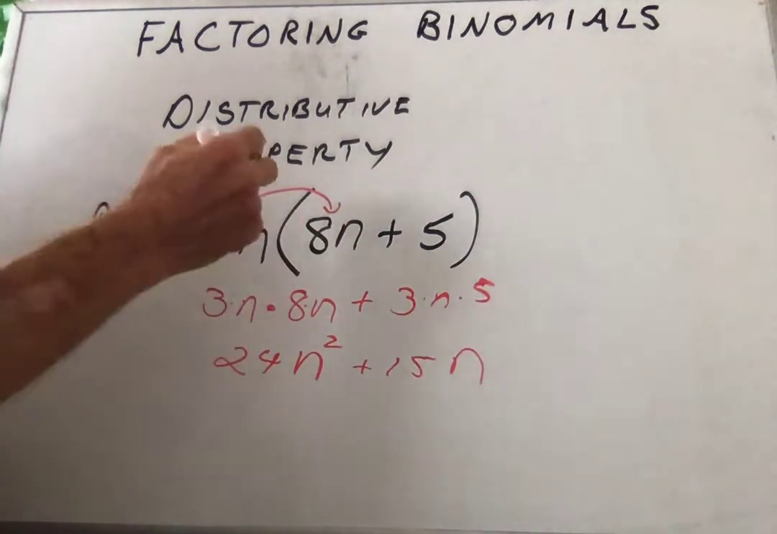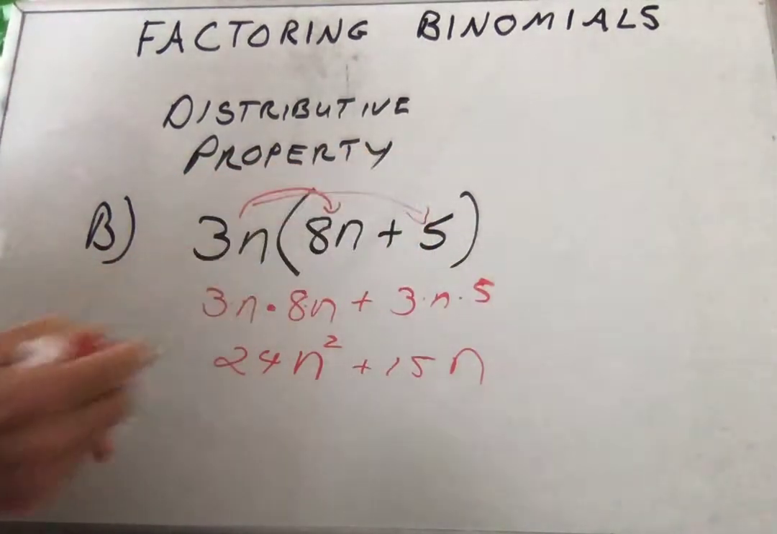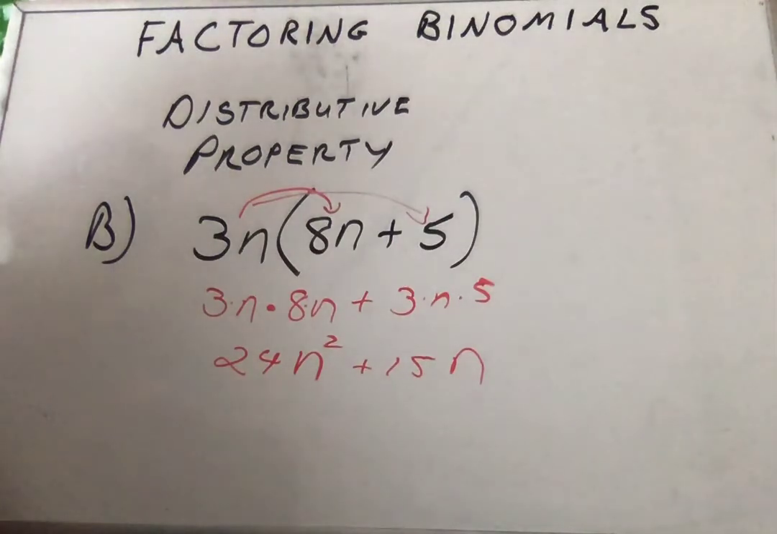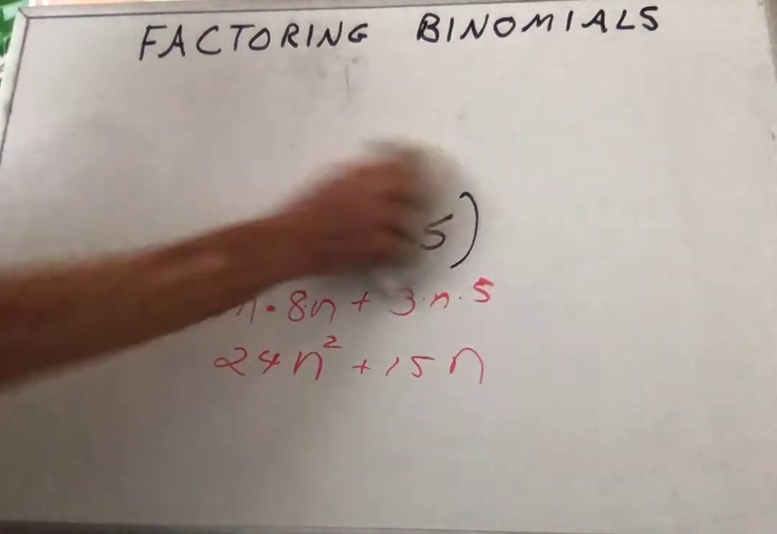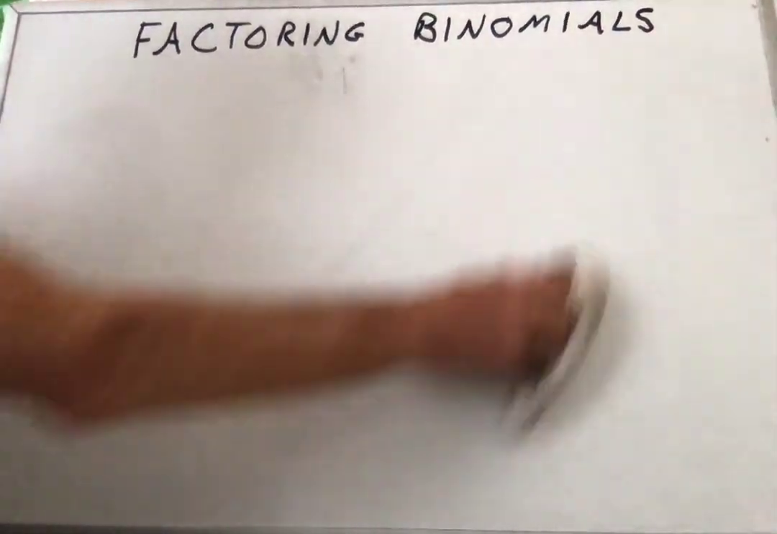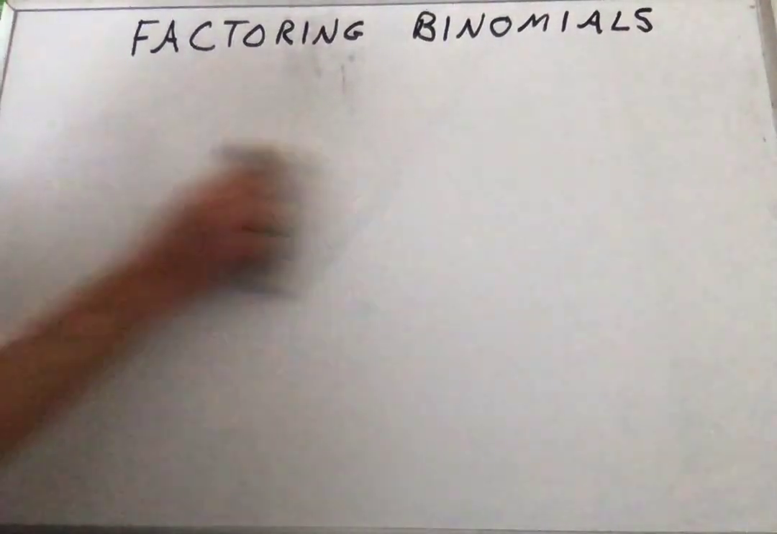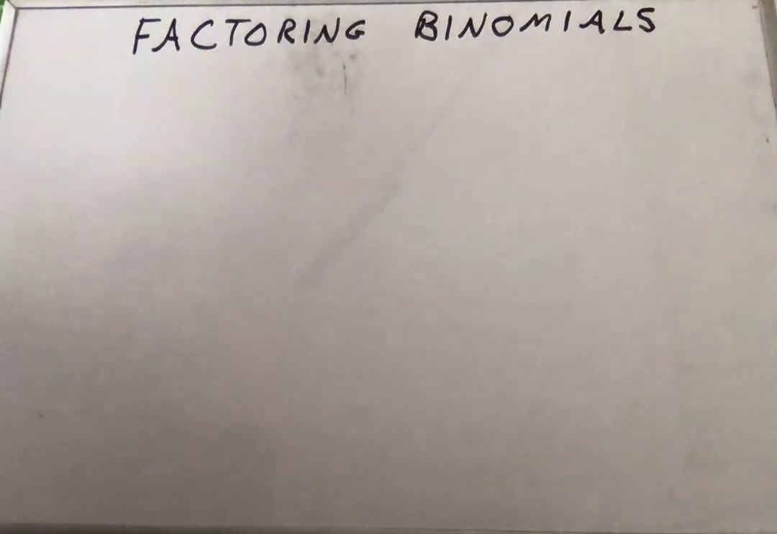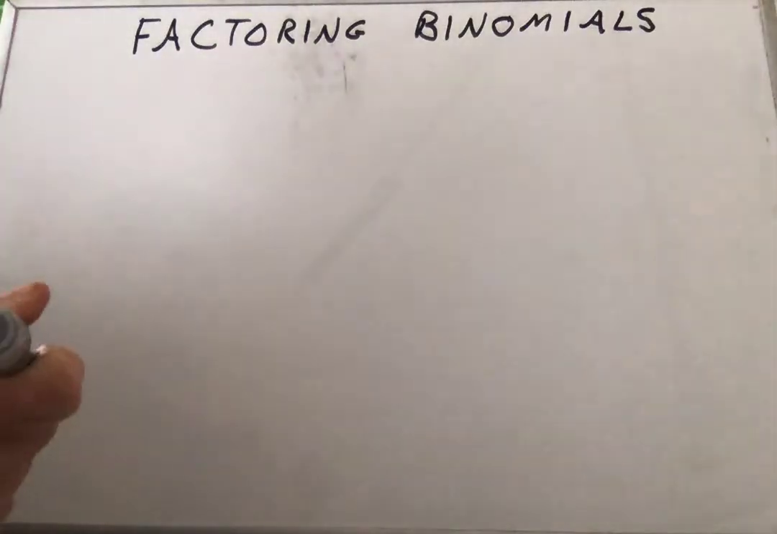Should have drawn my other arrow for that other thing. Okay, here we go. Let's do this. Factoring binomial expressions. Okay, so nothing like an example to get us started, so I will do that.